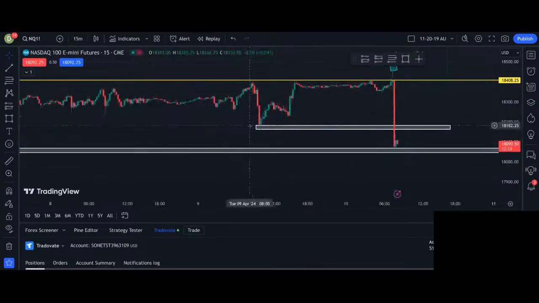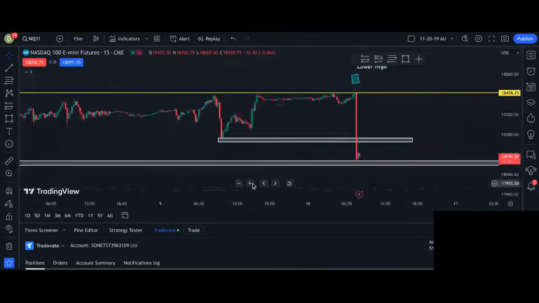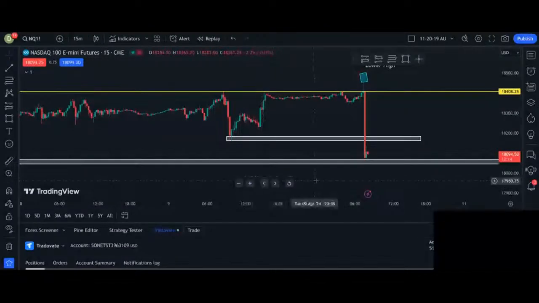Other than that, let's get back to trading. We got about 28 minutes before the New York Stock Exchange opens up. So I'll probably just wait till 8:30 before I try to take a trade.